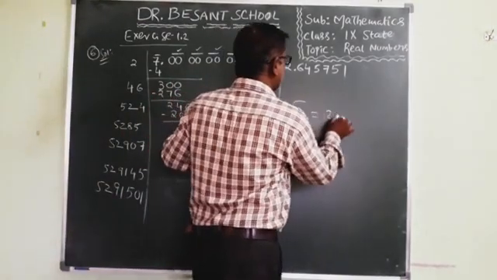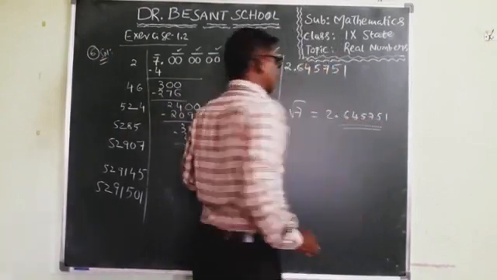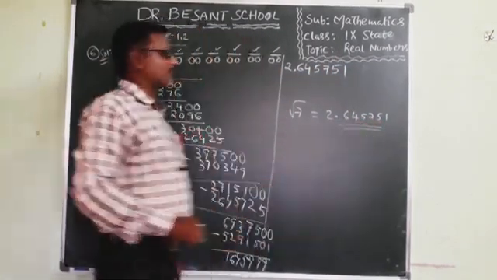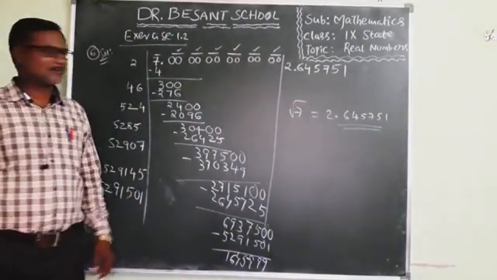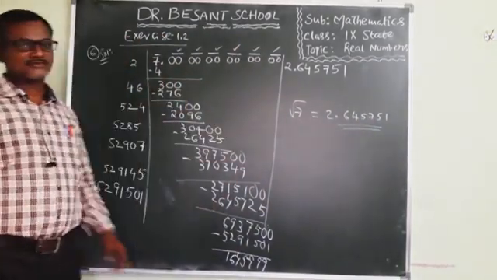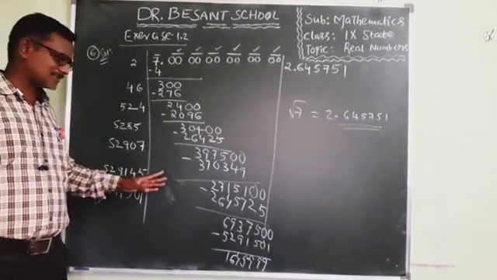Root 7 value is 2.645751 up to 6 decimal places. 1 2 3 4 5 6. So what is the value of root 7 up to 6 decimal places? 2.645751. Did you understand this process?